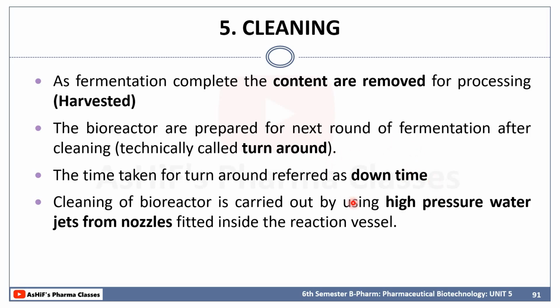So we have to plan a fermentation process with a minimum downtime. It should be very easy to remove, very easy to clean, and very easy to make ready for the next batch of fermentation. So in order to clean this kind of fermenter, we may have to use some kind of high pressure water jet from a nozzle fitted inside the reaction vessel, because we cannot enter into the bioreactor. So it should be cleaned automatically by using a high pressure water jet from the nozzle, which is fitted inside the reaction vessel itself. So that is the cleaning method.